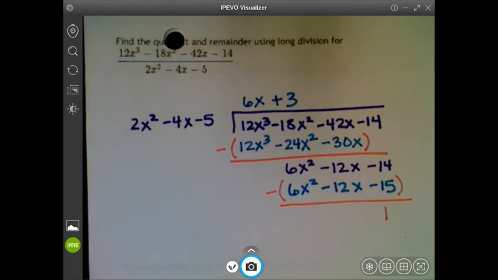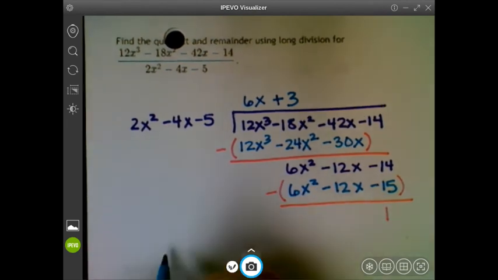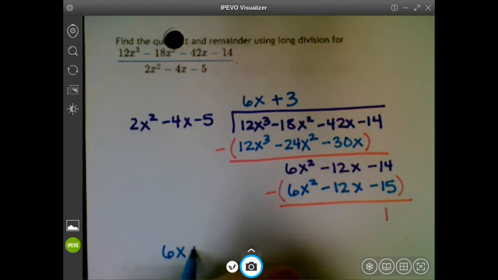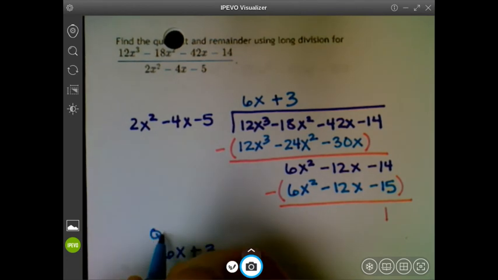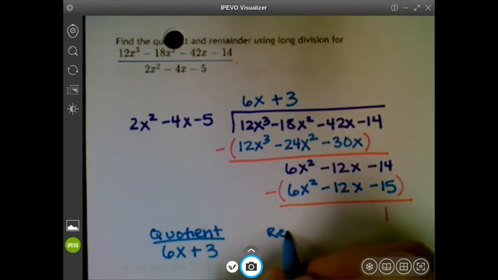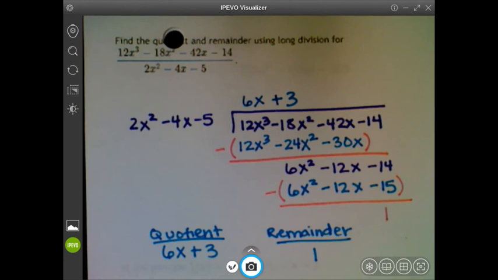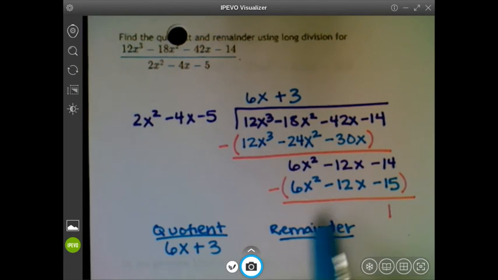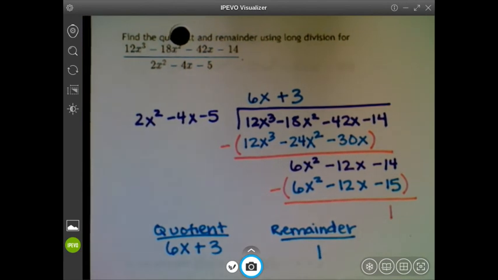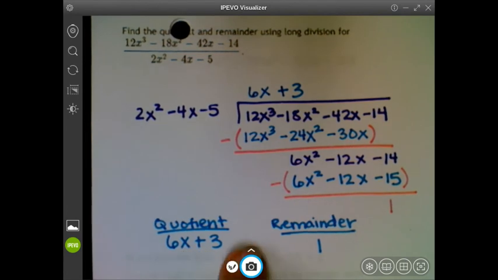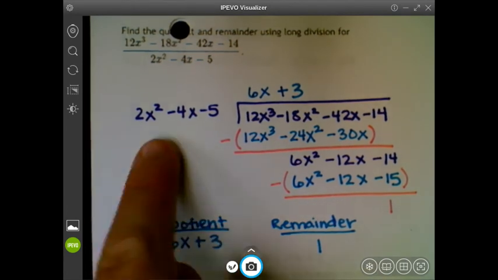So our quotient would be 6x plus 3. So this is the quotient part. And the remainder is 1. It doesn't ask to write it as the quotient plus the remainder over the divisor like the last question did, but if you did, it would be this plus 1 over this quadratic here.